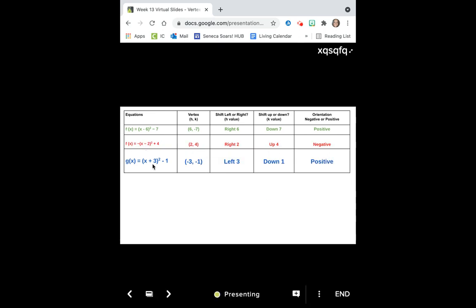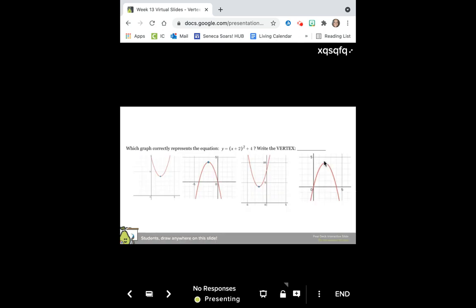All right, so the vertex is going to be at -3, -1, which means I went left 3 and down 1, and my orientation would be positive. All right, so write the vertex based on this equation and then choose which graph correctly represents this vertex.